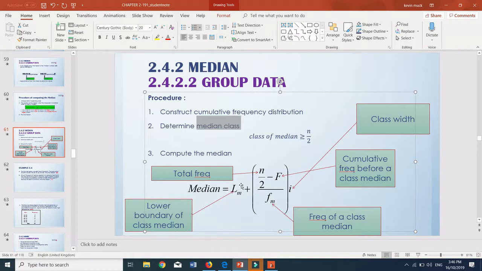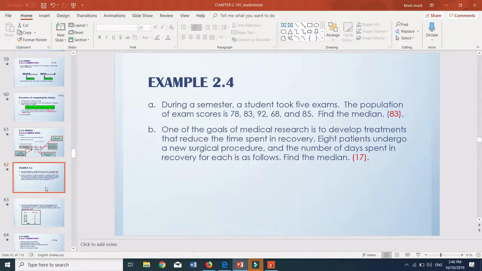This is the formula. This is the lower boundary of the median class, and this is the total frequency. You divide by 2, and then you subtract the cumulative frequency before the median class, and then you divide by the frequency of the median class. All right, and then you multiply by the class width. All right, let's proceed to the examples.